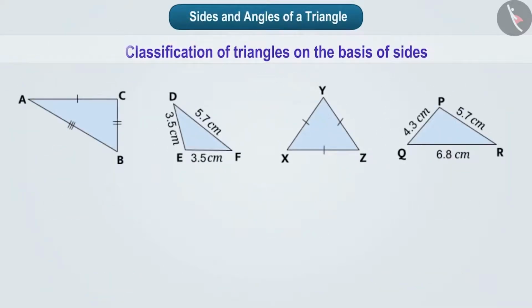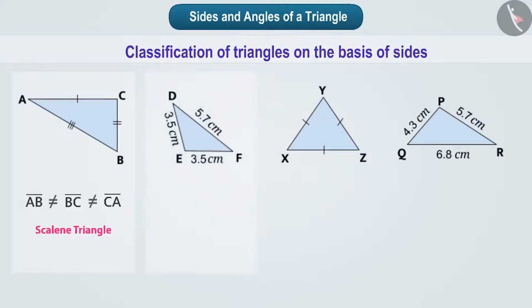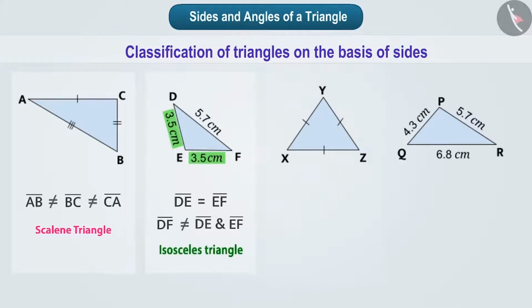Now, will you be able to classify the given triangles on the basis of their sides? Try it. Let us tell you. These different signs on the sides of triangle ABC tell us that the three sides in this triangle are not equal, so it is a scalene triangle. By looking at triangle DEF, we find that the measure of side DE and side EF is equal, but the measure of the third side DF is not equal to them. Since only two sides of this triangle are equal, it is an isosceles triangle.